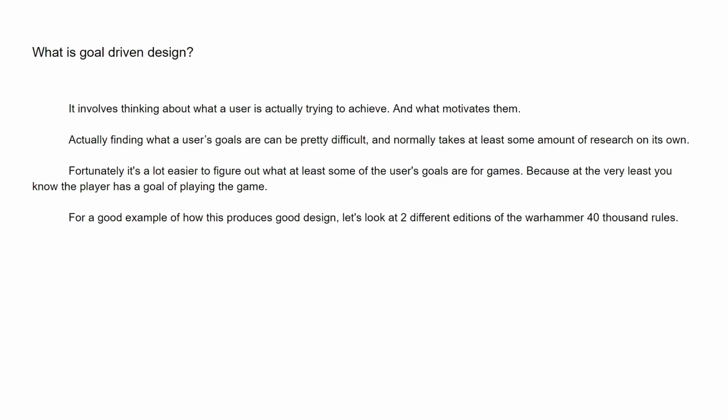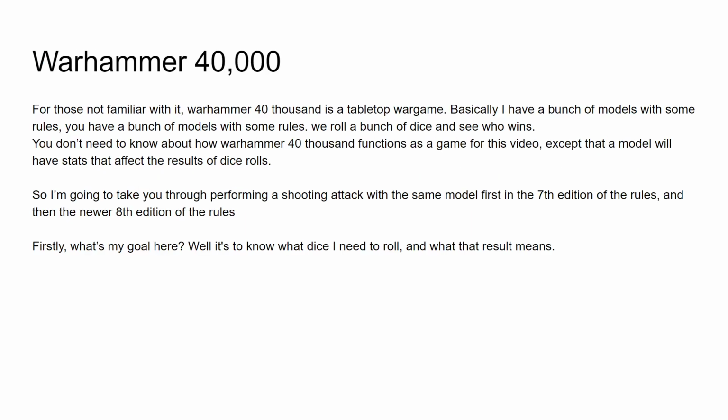Fortunately, it's a lot easier to figure out what at least some of the user's goals are for games, because at the very least you know the player has the goal of playing the game, right? They want to play the game, they don't want stuff to get in the way of that or feel like it's getting in the way of that. So for a good example of how this produces good design, let's look at two different editions of the Warhammer 40,000 rules. Warhammer 40,000, if you're not familiar with it, is a tabletop war game. Basically, I have a bunch of models with some rules, you have a bunch of models with some rules, we roll a bunch of dice and see who wins.